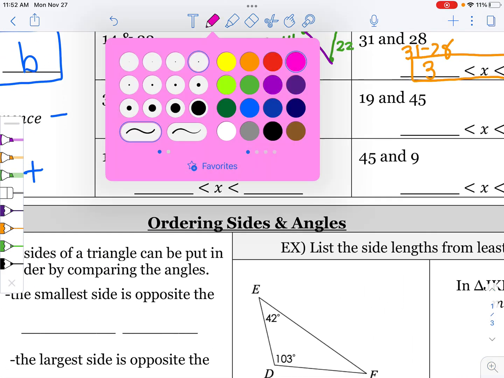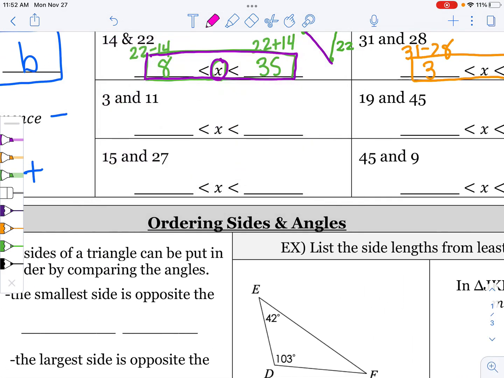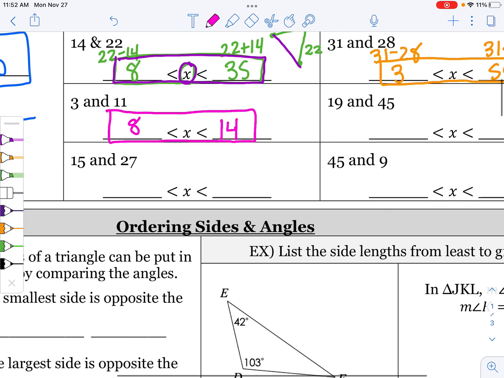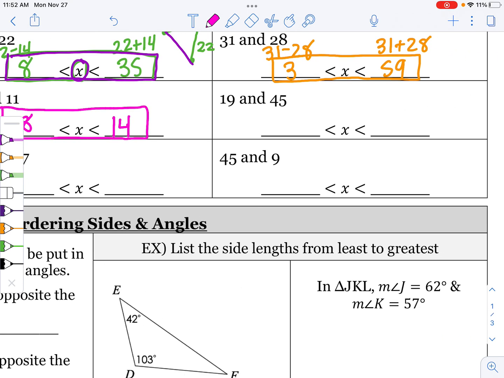Okay. I'm going to start skipping a few of the showing the work and just do it in my head. So 11 minus 3 is 8. That's for that lower range. 3 plus 11 is 14. So that would be the range for the third side of a triangle with a side length of 3 and 11.